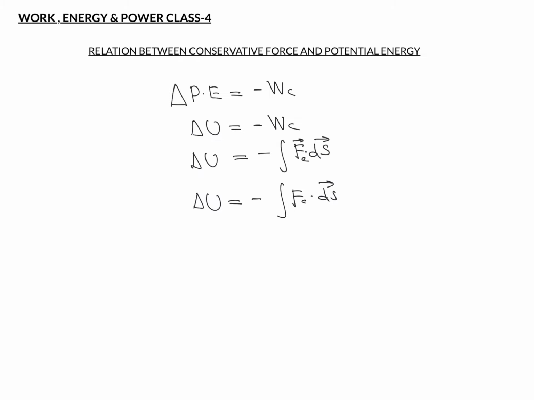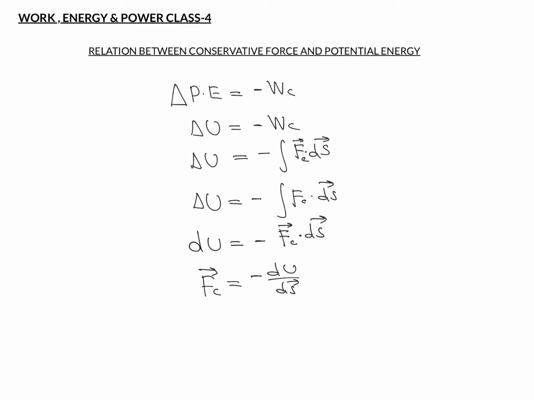Or if you want to find the value of force from this potential energy, differentiate on both sides. A small change in potential energy dU is equal to the negative of the work done by the conservative force, that is F dot ds, since integration is the reverse process of differentiation. So you can write the value of the conservative force as equal to negative of dU divided by ds. Here ds represents nothing but the displacement.